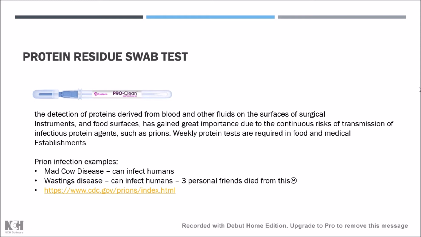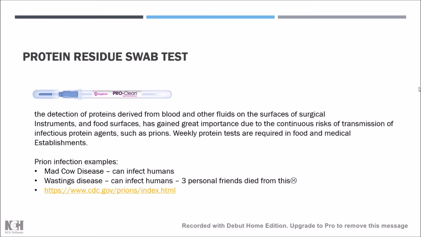So it's actually required to do a weekly protein swab test at a food establishment and a hospital weekly to check for these proteins, because you don't want mad cow disease in your meat and give it to people. That's happened before. So why is this important?